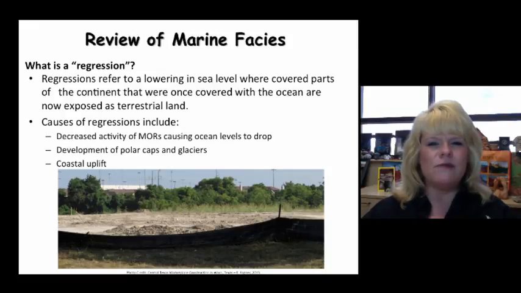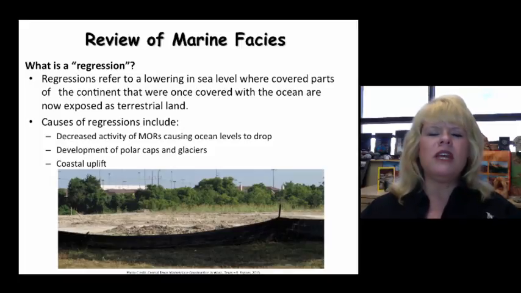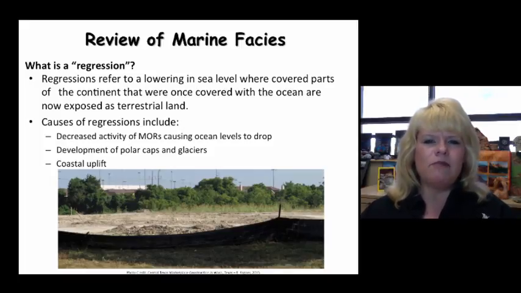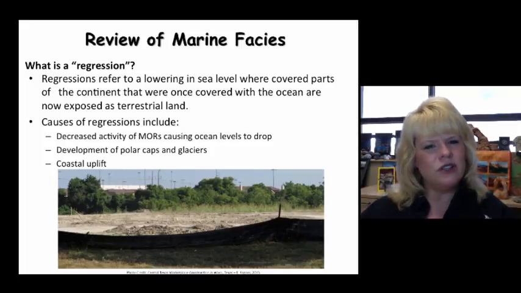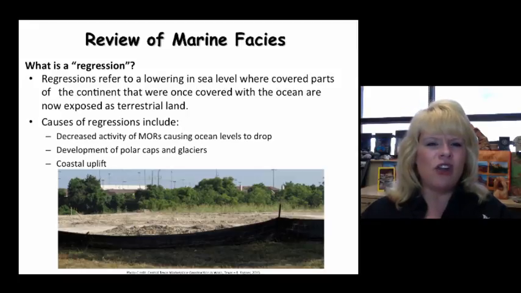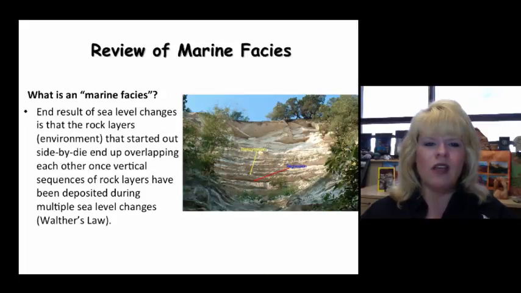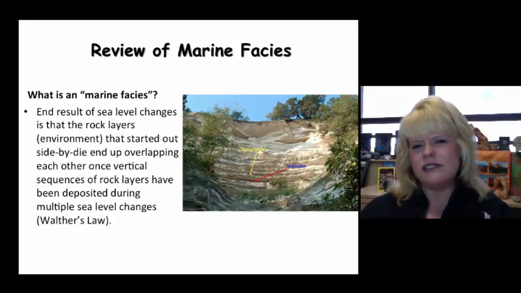And lower sea level. And third but not least, you have localized uplift of mountains. So let's say you get a mobile belt, and that mobile belt ends up having uplift that can divert the direction of water and actually change an area from getting covered by water. So marine facies is the end result as sea level changes.